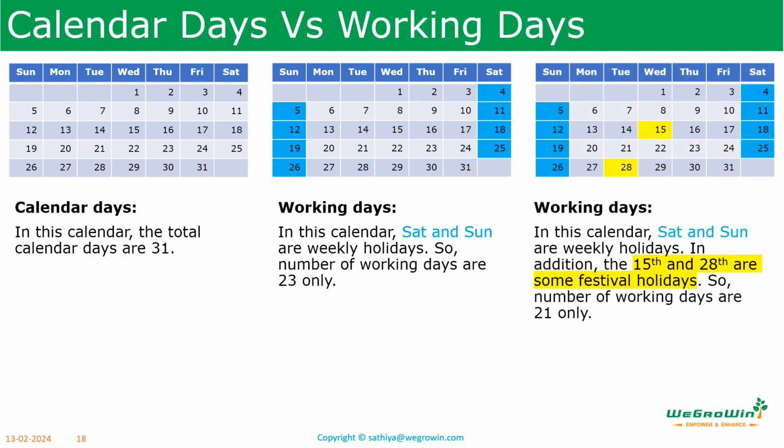Now we go for the third calendar where, apart from Saturday and Sunday, 15th and 28th, there is some function or some religious function, whatever it is. They declare them as holidays. This means they have only 21 working days. Okay. So in the first calendar, we have 31 days. Second calendar, we have 23 days. In third, we have 21. So this means the first is the 31 calendar days, that is full. Second is this many working days. Third, this many working days.